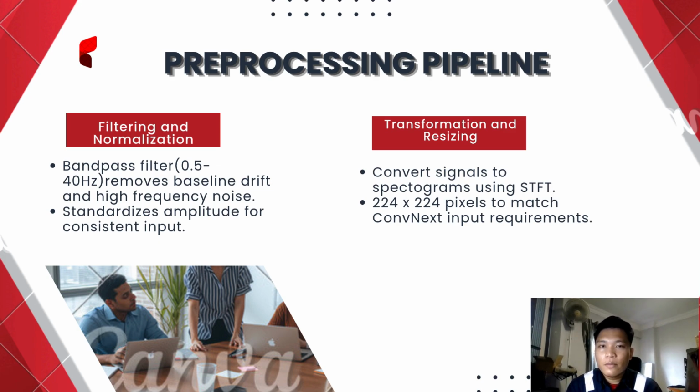After segmentation, preprocessing is applied to clean and standardize the data. First, a bandpass filter between 0.5 and 40 Hz removes baseline drift and high frequency noise. Next, normalization ensures the consistent amplitude across the signals. Then I convert the ECG segments into spectrogram using the short time Fourier transform. Finally, these spectrograms are resized to 224 by 224 pixels to match the ConvNeXt model input requirements. This pipeline prepares the data for the deep learning.